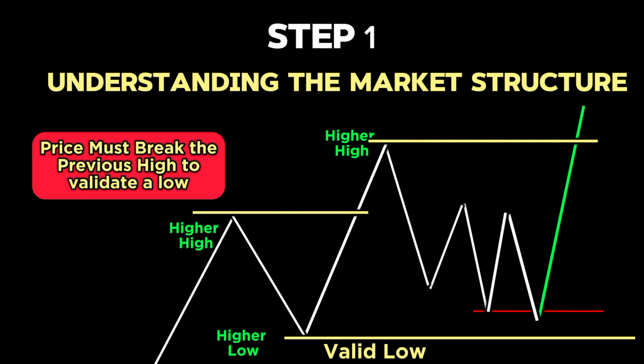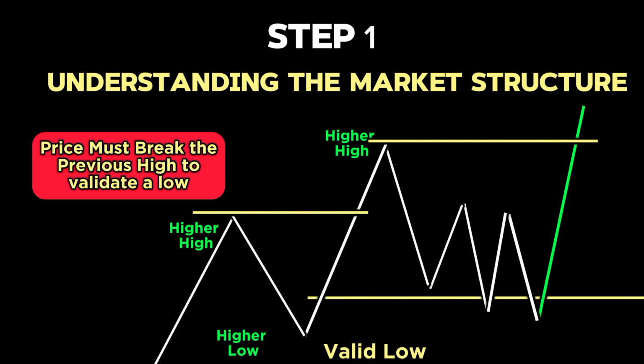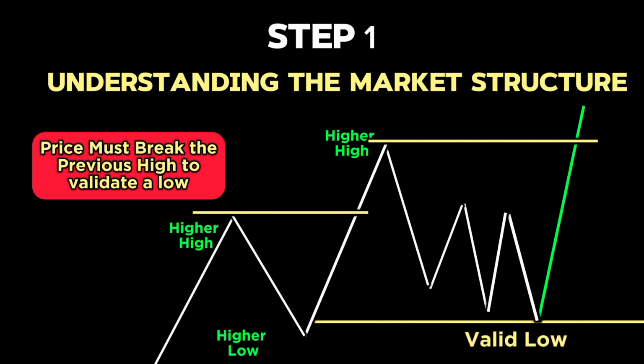Since price has broken our previous high, our new low will be transferred from this point to this one. And yeah, this can be slightly confusing at the beginning. But the main thing you have to remember is that the only way a low is validated is if it breaks the previous high. If you remember that simple rule, you will easily be able to identify if we are in a bullish trend or a bearish one. That is our first step, identifying if we are in an uptrend or a downtrend.